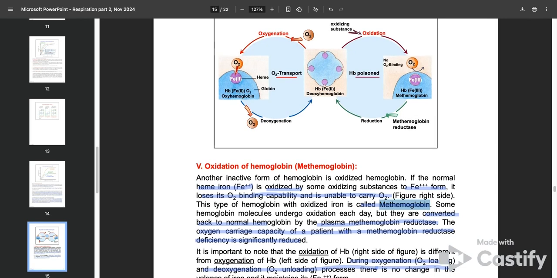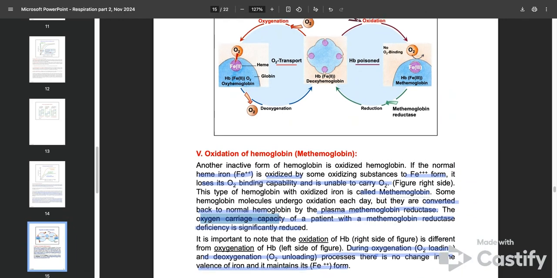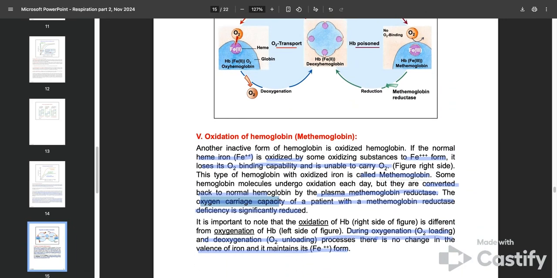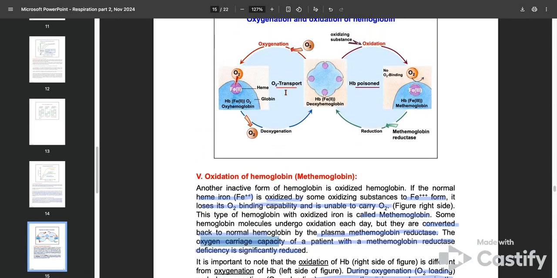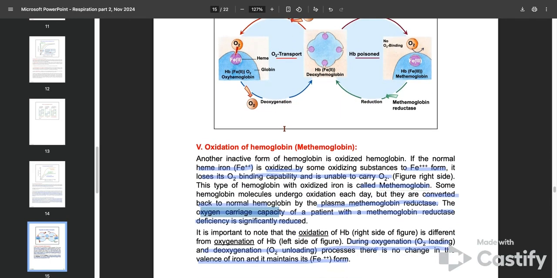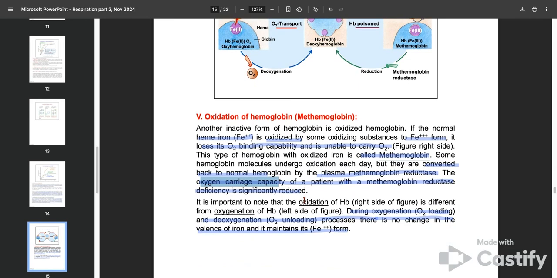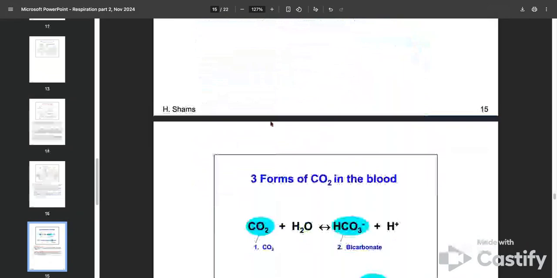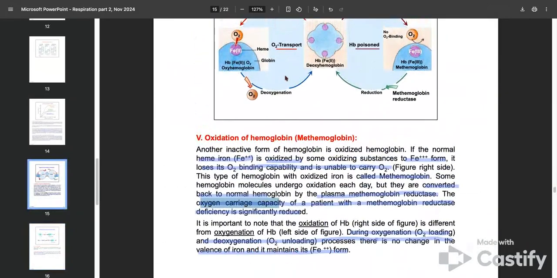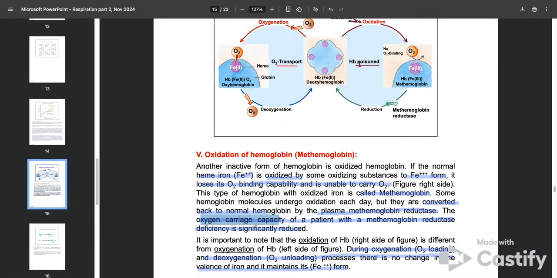People who have a deficiency in plasma methemoglobin reductase are going to have a reduction in their oxygen carriage capacity, because they're not going to be able to carry oxygen in their hemoglobin, because their hemoglobin is changed, of course. All right, so oxygenation is normal. You give it oxygen, you release oxygen. That's just the normal form when it's Fe2+. However, oxidation is when Fe2+ converts into Fe3+. Methemoglobin can't bind to oxygen.